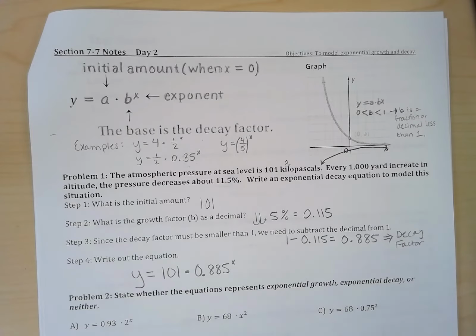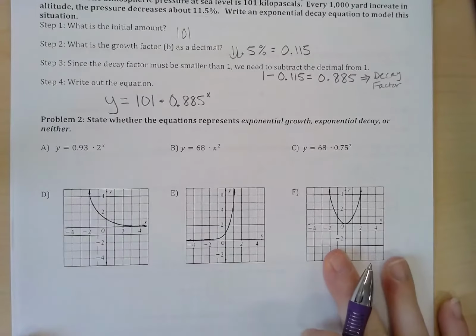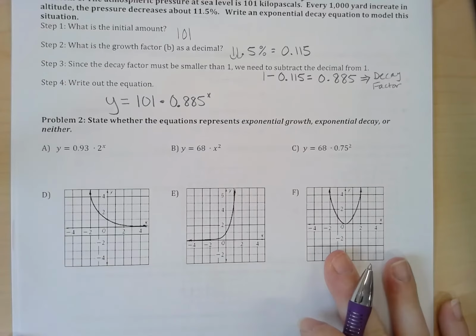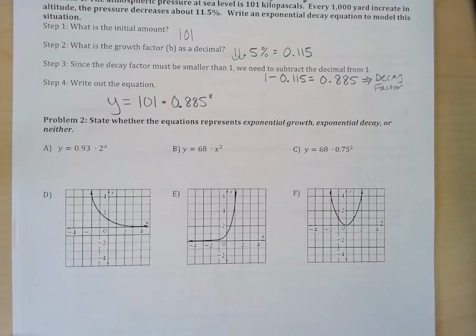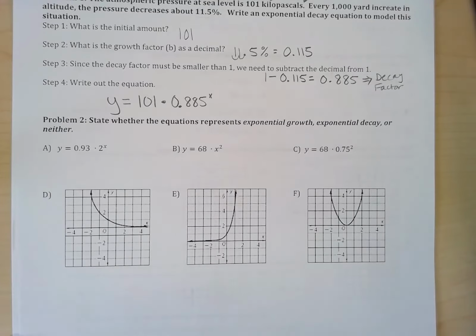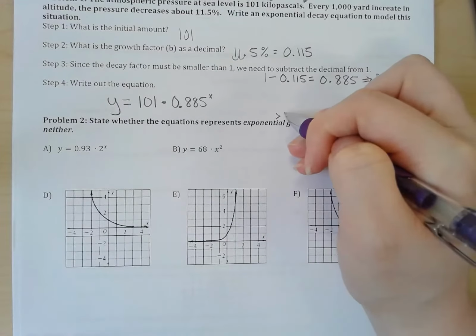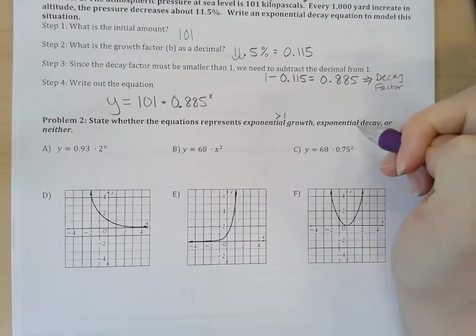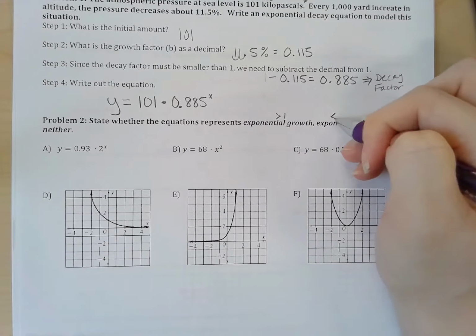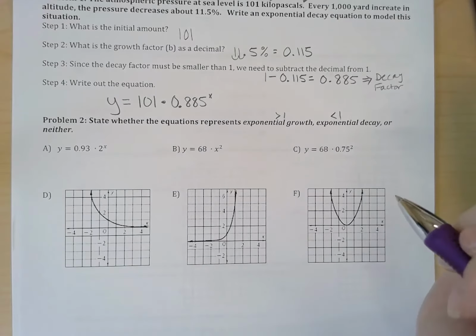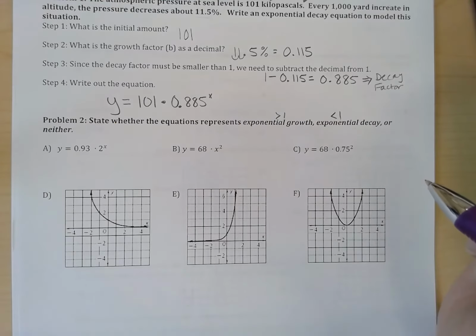Okay, so problem number 2 is going to combine what we did yesterday with what we did today. We're going to state whether the equations represent exponential growth, exponential decay, or neither. So in order for it to be growth, the number with the exponent has to be greater than 1. For it to be exponential decay, it has to be less than 1. Or neither, it's either going to be exactly 1 or it's going to be something like a letter or variable.